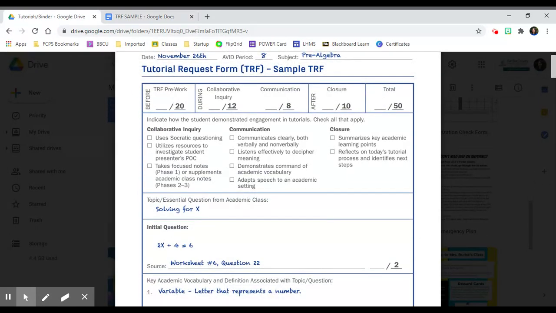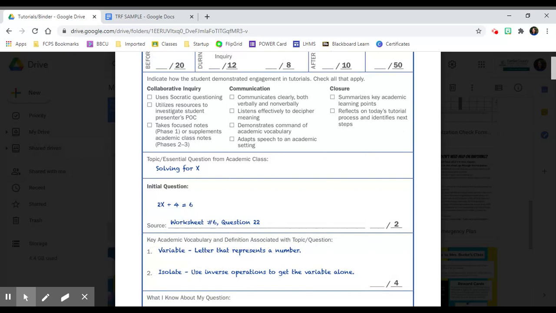So this student's topic is solving for X. This initial question was literally pulled from their math worksheet. Look, worksheet number 6, question 22. So they got stuck on this one. They didn't know how to solve it.